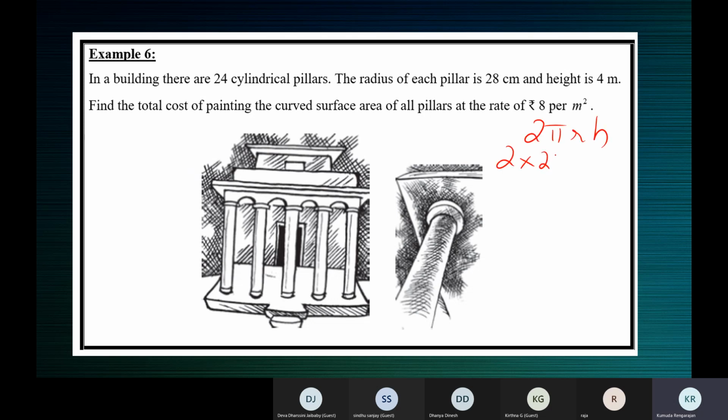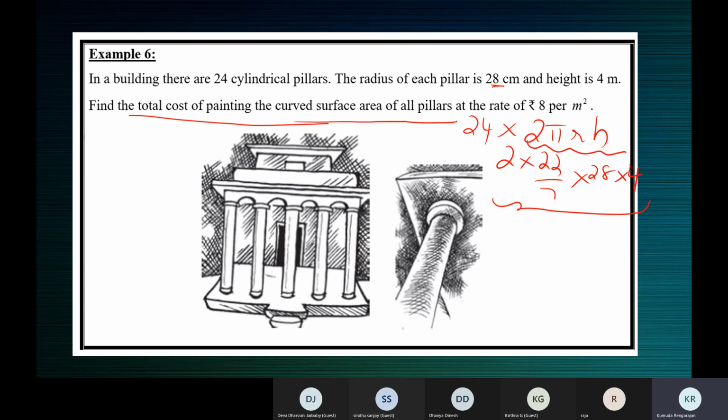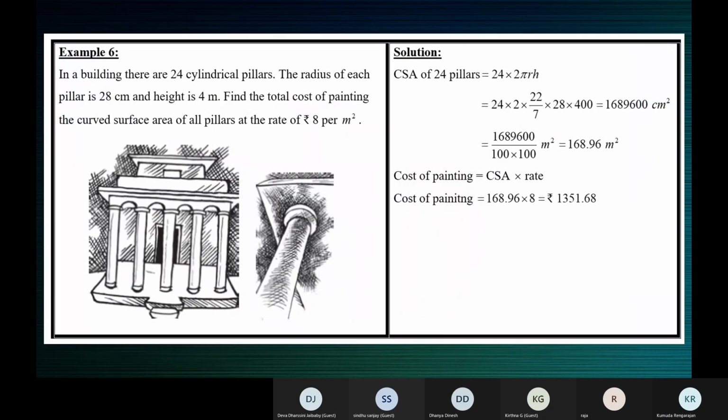2 into pi is 22/7 into radius. What is the radius? Radius 28. 28 into height. Height is 4. So this is the curved surface area of one pillar; for 24 pillars, into 24. So find the total cost of painting the curved surface area of all the pillars at ₹8. So find this answer and multiply this by 8, because for 1 meter square, it is ₹8.